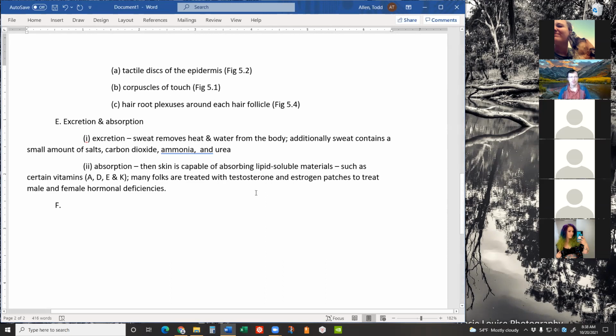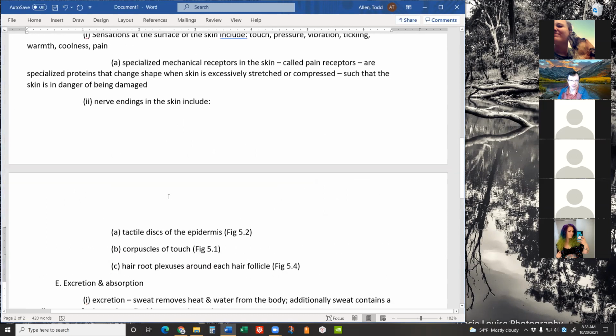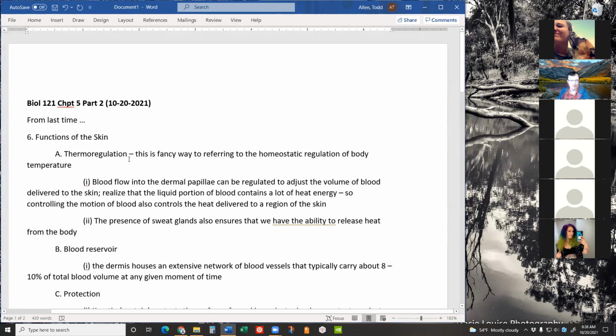Last thing I'm going to mention here in terms of functions of the skin is vitamin D synthesis. We're going to go into more detail in the next chapter, chapter 6, but let me highlight just a couple of major ideas at this time. First off, in your notes, this letter F, vitamin D synthesis, is under the heading of functions of the skin. Vitamin D synthesis is a function of the skin.